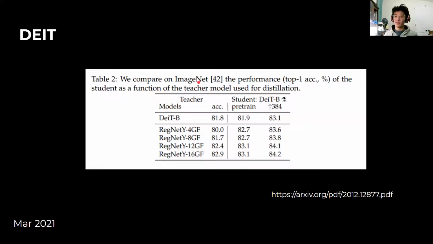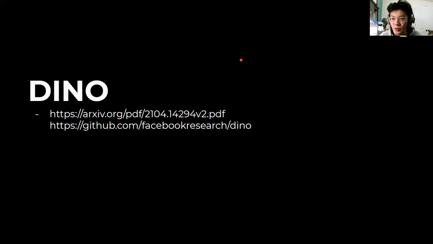And these are some comparisons of the teacher and the student accuracy. We can see that the student actually was able to achieve a higher accuracy score than the teacher, which is very interesting, to say the least. And then we will move on to Dino, which is just the coolest paper I've seen.